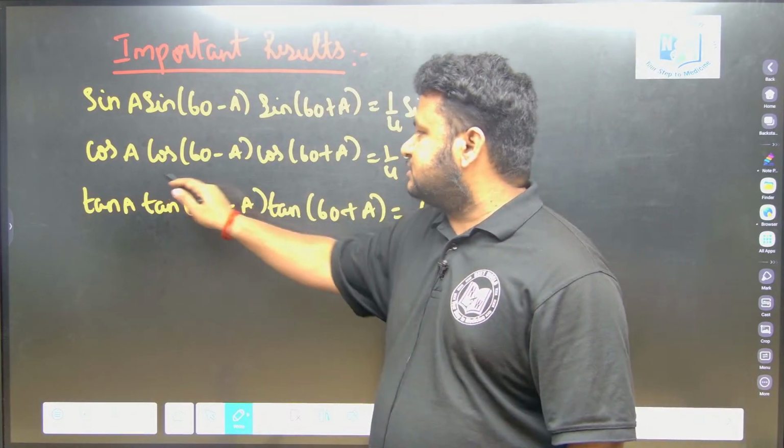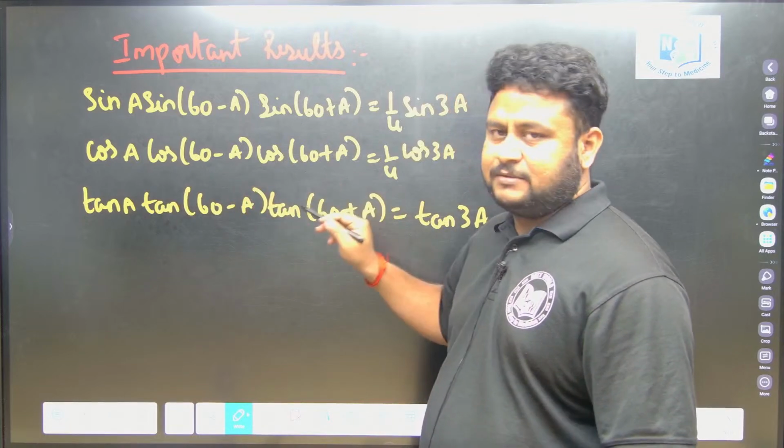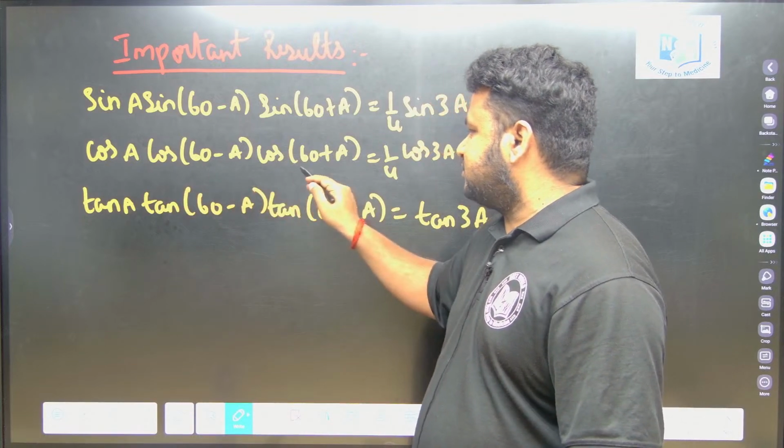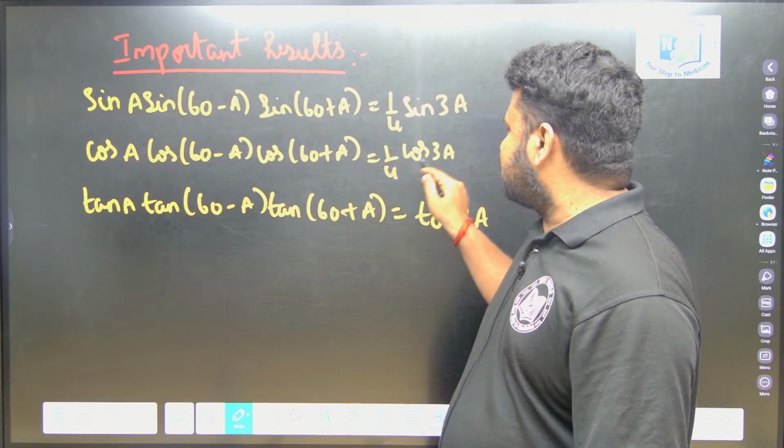Similarly, if you see cos A, cos 60 minus A, cos 60 plus A, you can write it as 1 by 4 cos 3A.